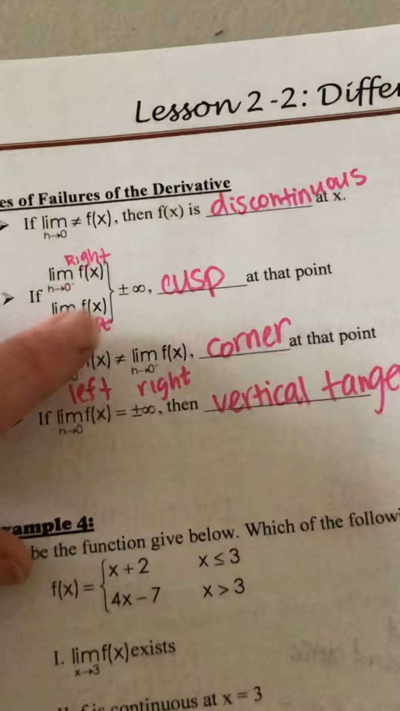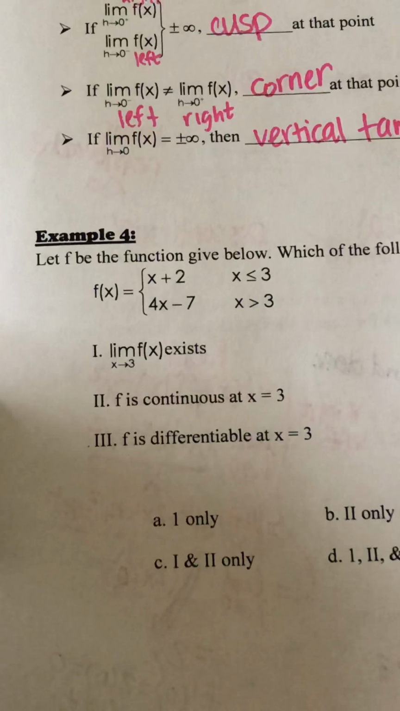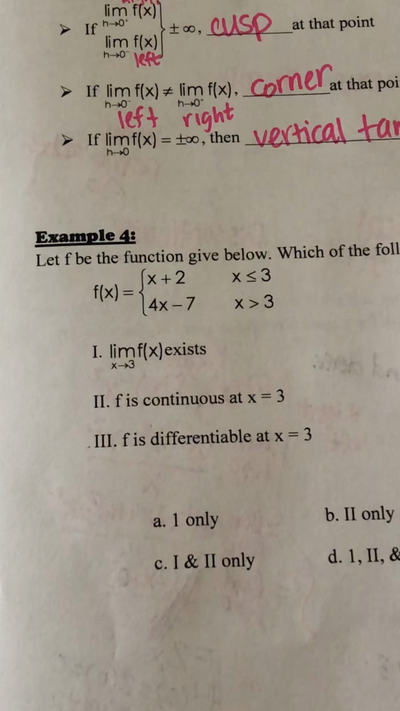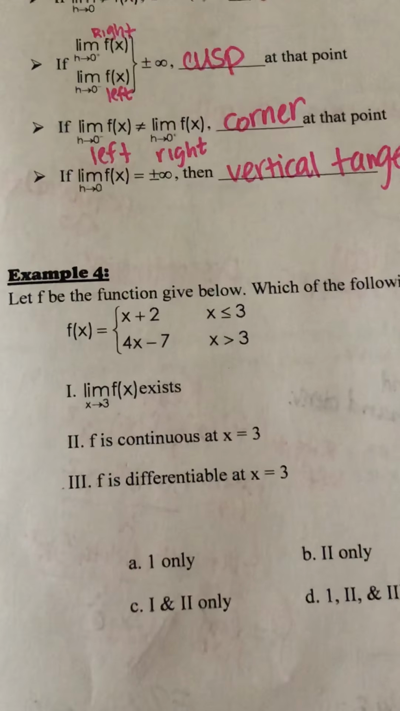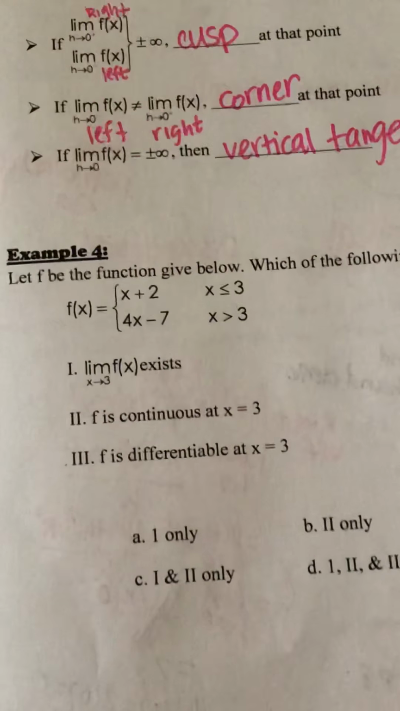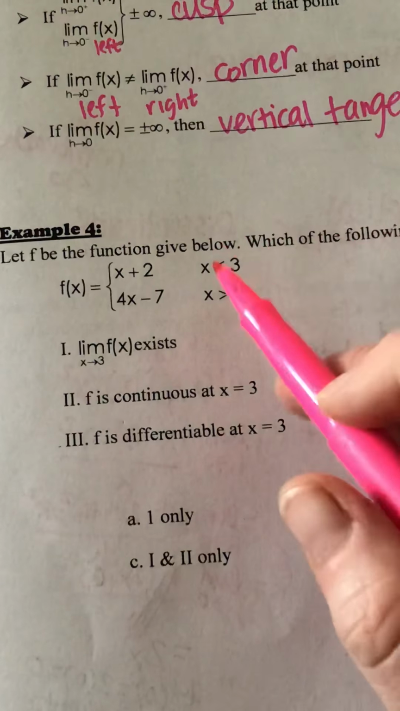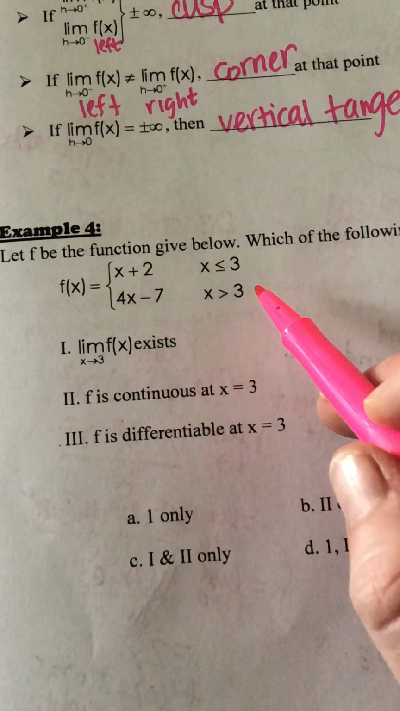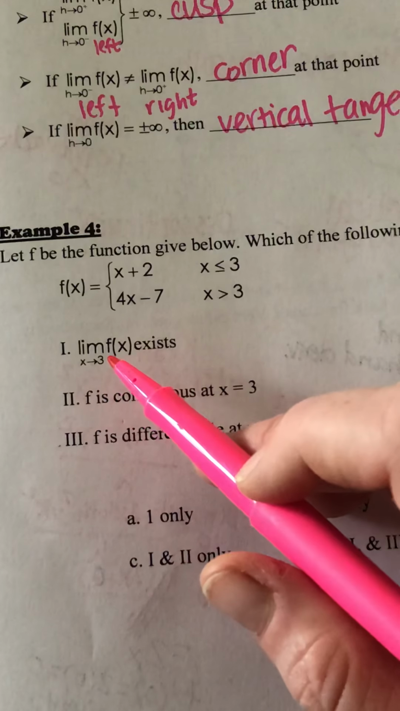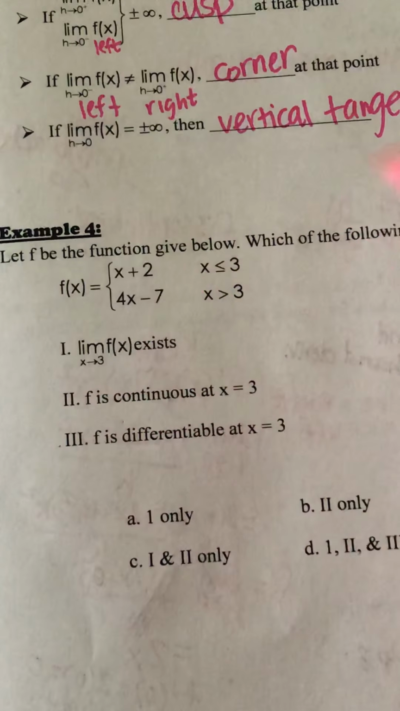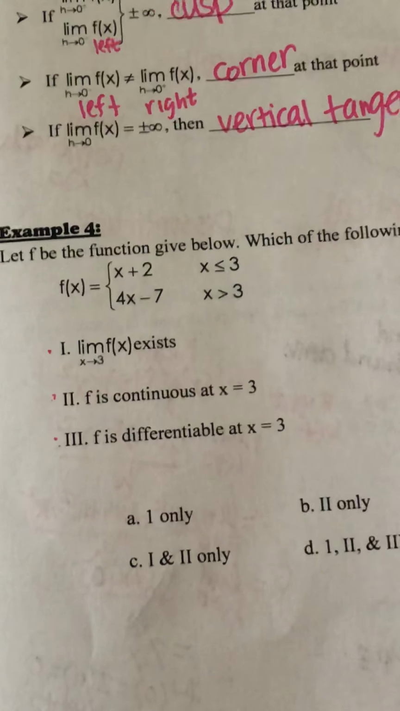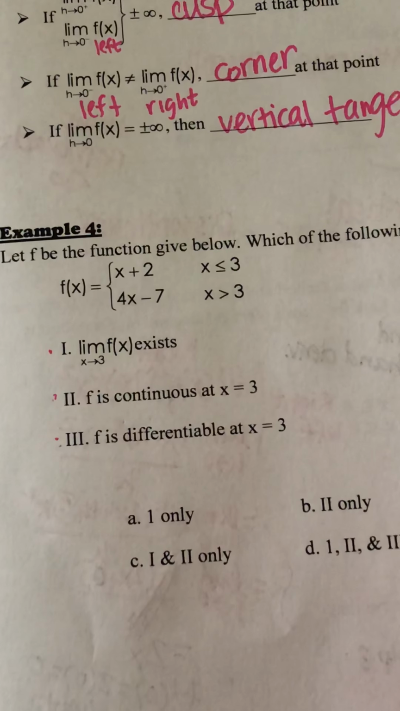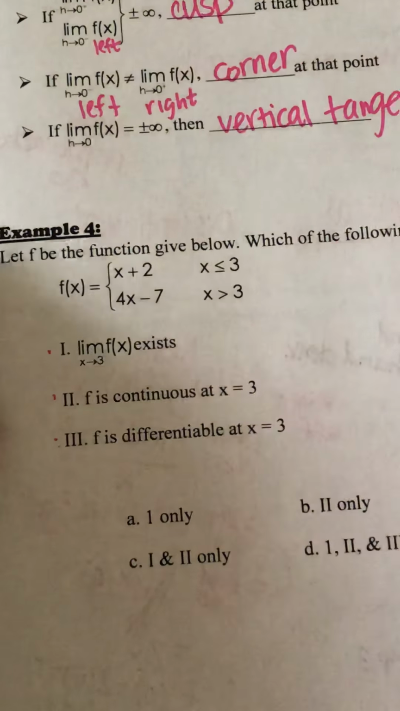So, last example on these notes, and we'll work more with these before we move on. Let f be the function below. Which of the following statements are true about f? We have a piecewise function here. Less than or equal to 3 is the left side, and greater than 3 is the right side. So we want to see if the limit as x approaches 3 exists. We've really got to test all three, see what's true and what's false to be able to answer at the bottom. So let's try this one.